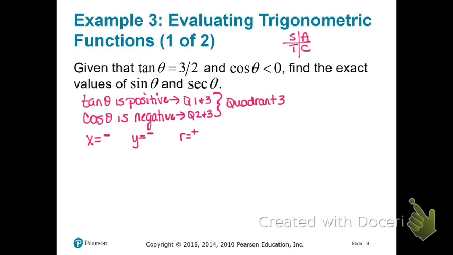Alright, now to find what numbers they gave me, they told me tangent, let me change colors here. They told me that tangent was 3 over 2. What is tangent in terms of x, y, and r? Y over x. So my y is going to be a 3, but we already said it's negative. And our x is going to be a 2, but we said it's negative.